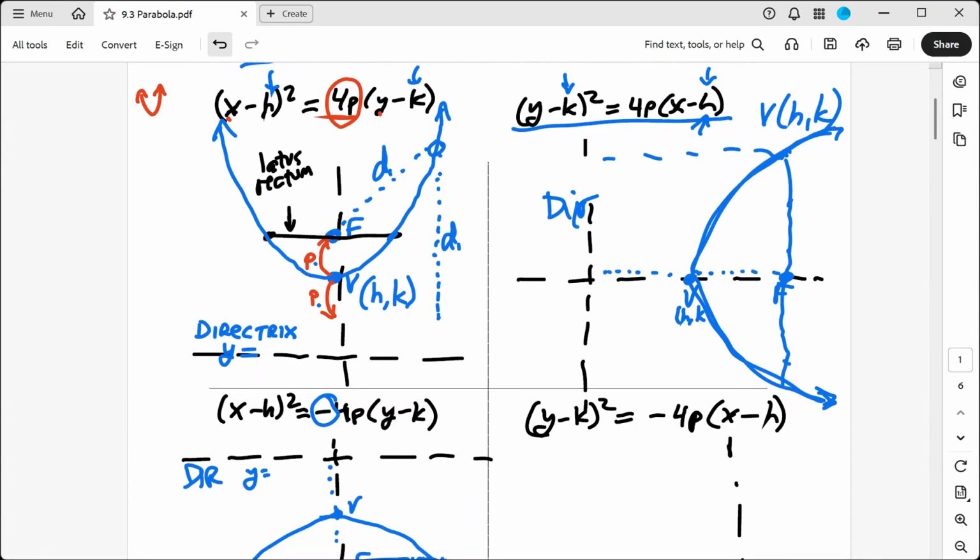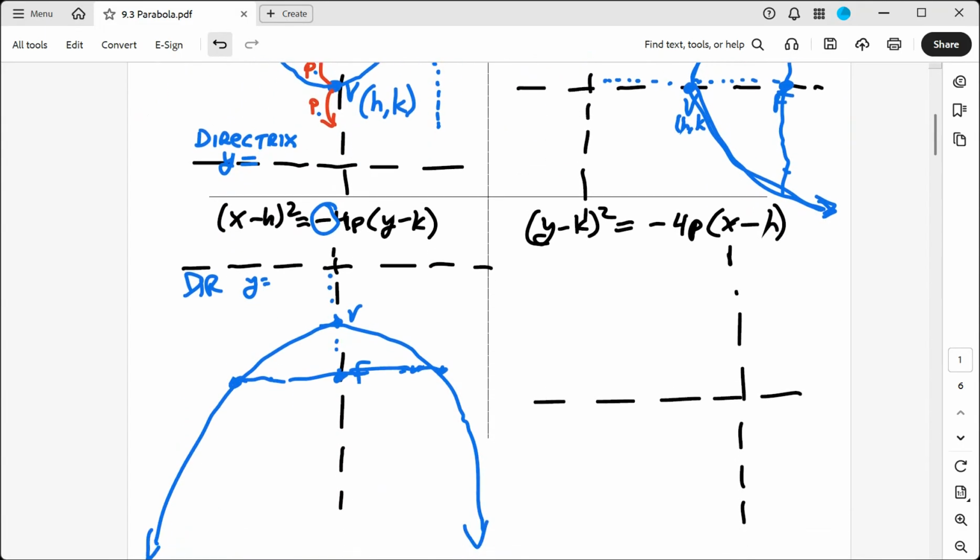Now, notice this was a positive 4. If it's a negative 4, it's simply going to be, here's the vertex, here's the focus point, and then we do a latus rectum, and you notice that it's going this way. So the negative tells you it's going to be opening to the left.